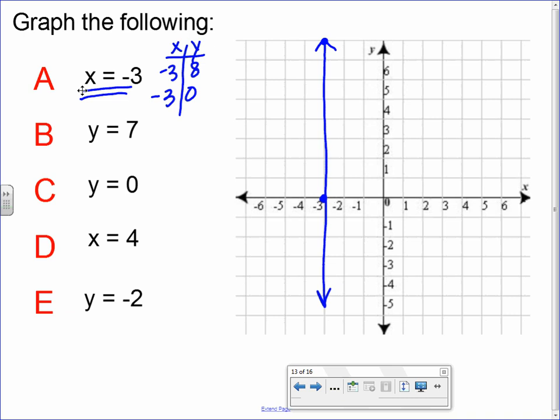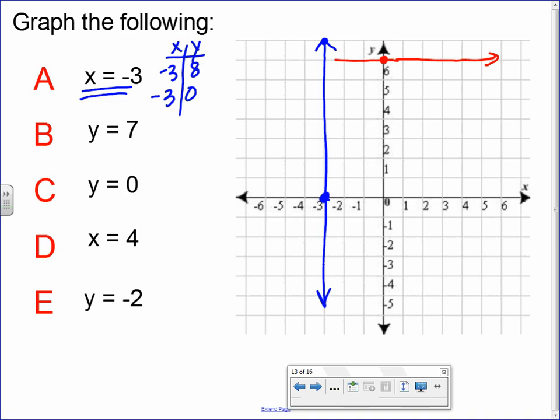Now the other way to remember it is you know it crosses the x-axis at -3. So this is how I do it. I just make a point on the x-axis at -3, and then I know it's vertical, so I draw my line from there. Okay? So if I were going to graph y equals 7, option A is I could just, on my y-axis, make a point at 7, and then I know it's going to be horizontal. So I can draw my line from there.